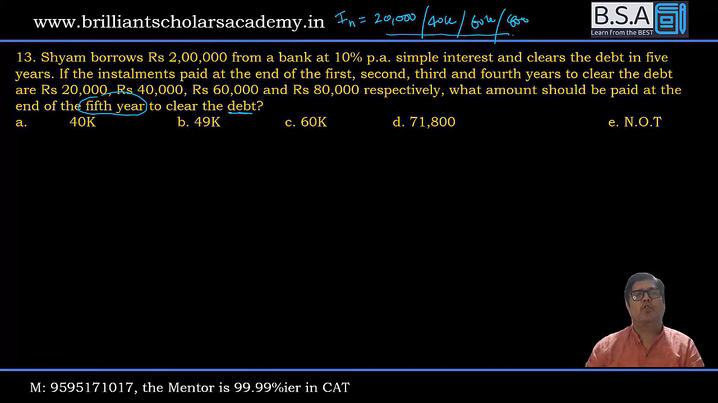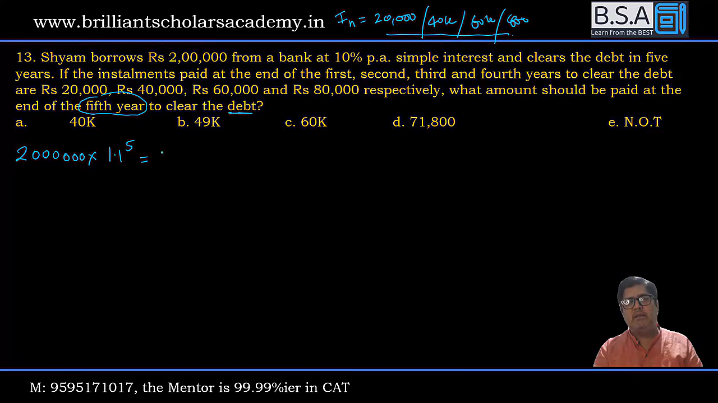Sham borrows rupees 2 lakh from a bank at 10% simple interest and makes different payments. If you decide to go with the formula, what will that look like? 2 lakh rupees, because the payment is made over 5 years, 1.1 to the power 5.